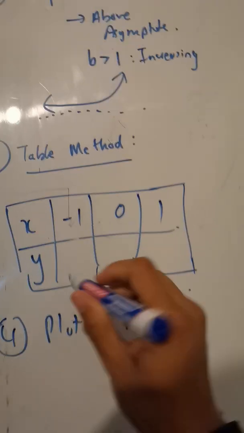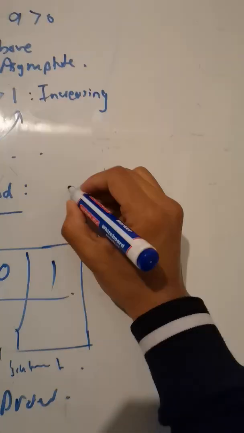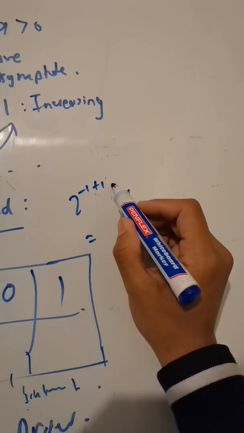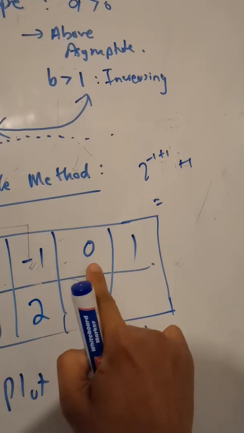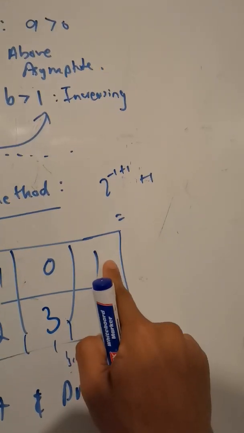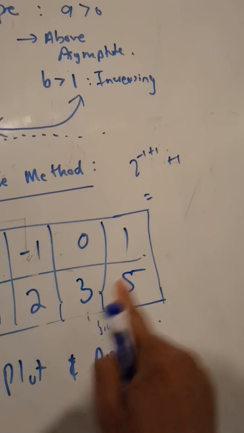So if x is -1, we have 2^(-1+1) + 1. -1 plus 1 is 0. 2 to the power 0 is 1. 1 plus 1 is 2. So that's 2. For 0, 0 plus 1 is 1. 2 to the power 1 is 2. 2 plus 1 is 3. For 1, 1 plus 1 is 2, 2 squared is 4, 4 plus 1 is 5. So 2, 3, 5.